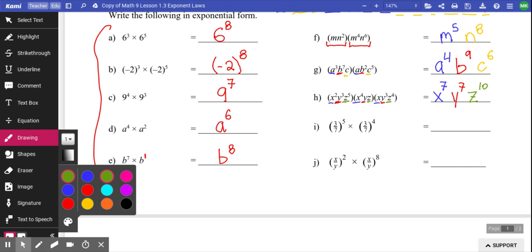For I and j, we just have fractions. So I would be 3 over 7 as the base to the power of 9. Add the exponents. For j, we have x divided by y to 2, x divided by y to 8. You would add the exponents. The base stays the same. You have x divided by y to the power of 10.